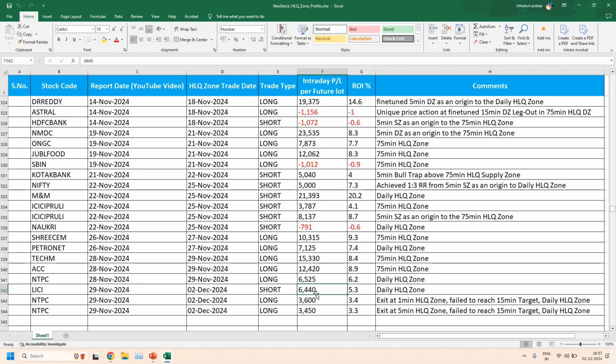But how many of you are willing to lose the money? How many of you are willing to lose your capital? Nobody, right? That's why I have suggested paper trading.